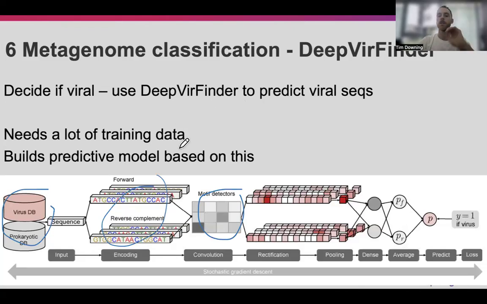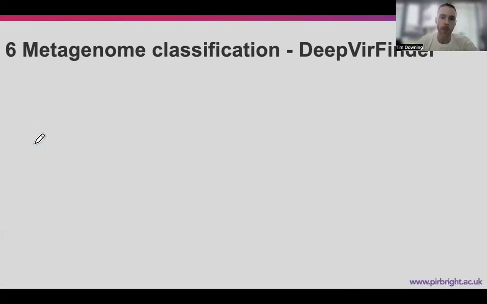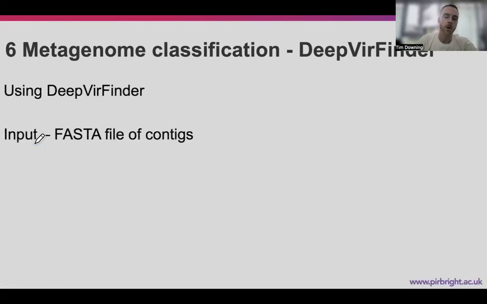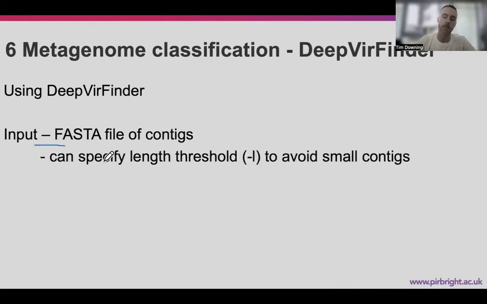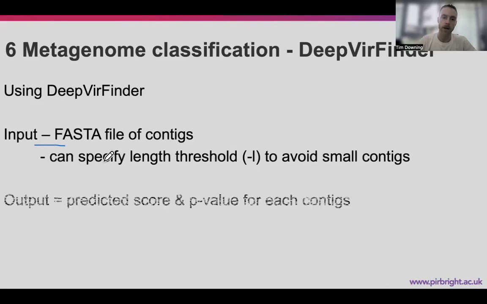One thing with these approaches is obviously that it needs a lot of good training data, or else it'll be very noisy. So what we'll need to do is have a FASTA file of contigs that are representative of our data set, and our output will be a predicted score or p-value for each of the contigs that are of interest.